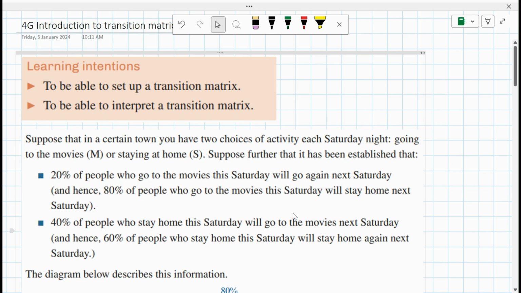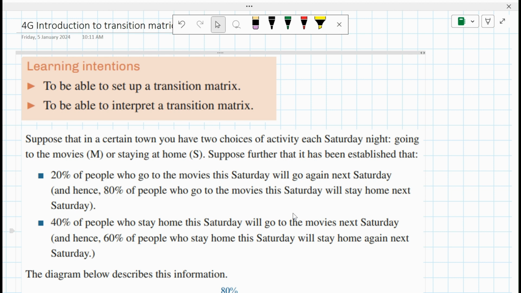Hello everyone, today we're going to keep going with chapter 4, matrices, and today we're going to relate some networks as well. So it's called introduction with the transition matrix.